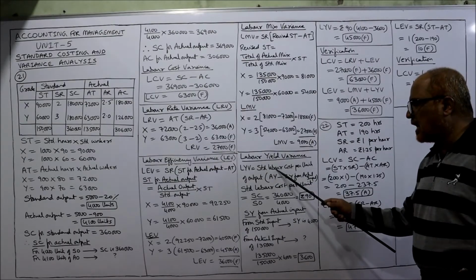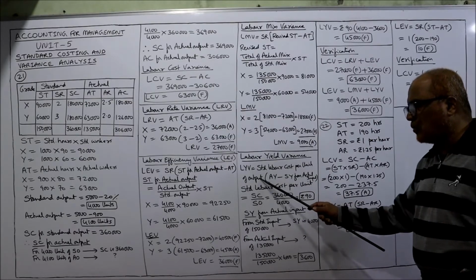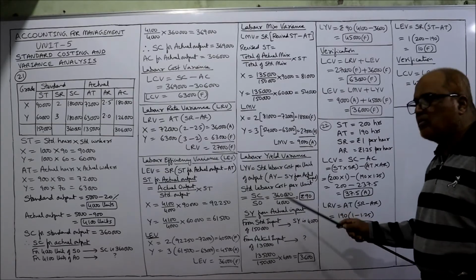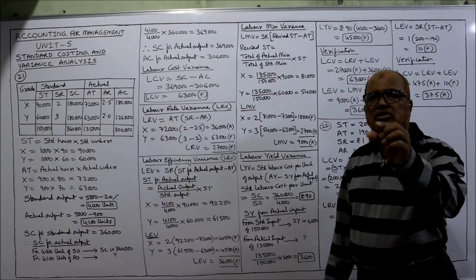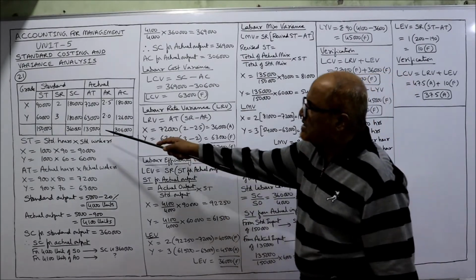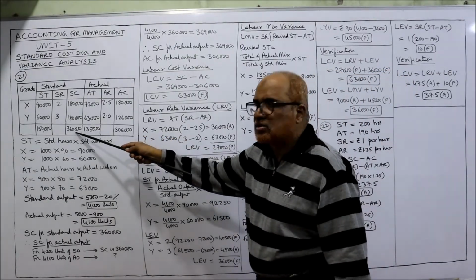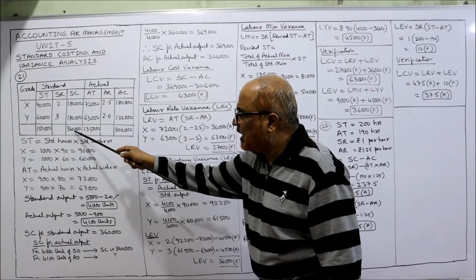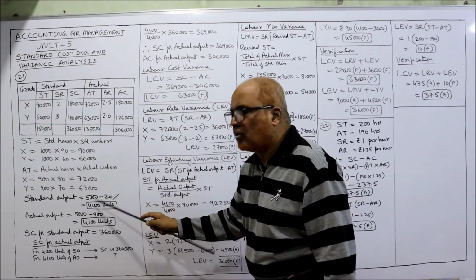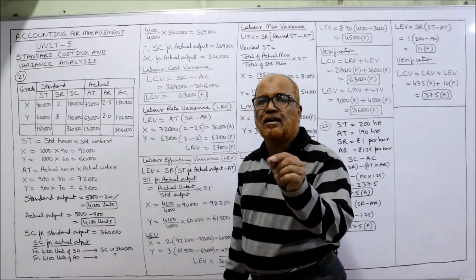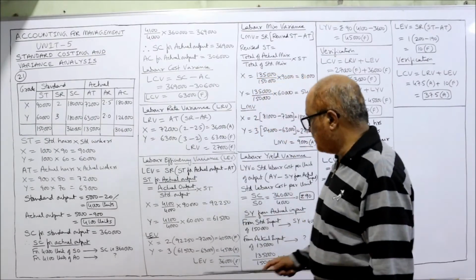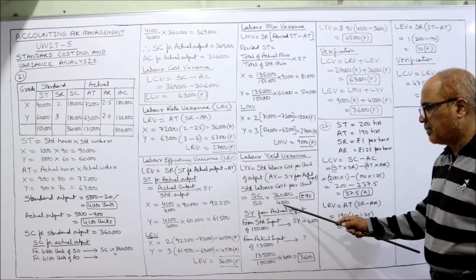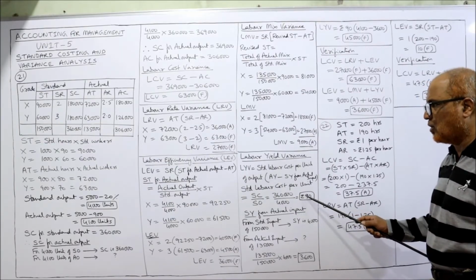So we require standard labor cost per unit of output. The formula for standard labor cost per unit of output is standard cost by standard output. What is the standard cost here? 3,60,000. How much is the standard output here? 4,000. So 3,60,000 divided by 4,000, you will get standard labor cost per unit of output. 360 divided by 4, 90 rupees we got.